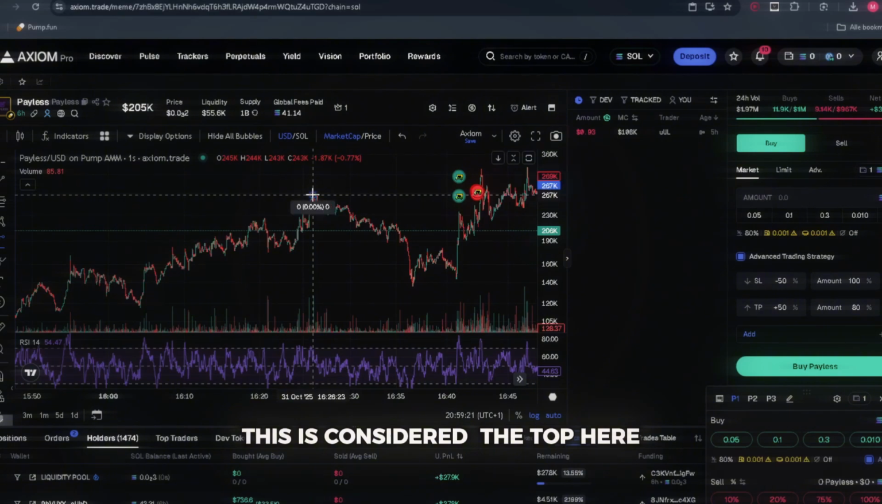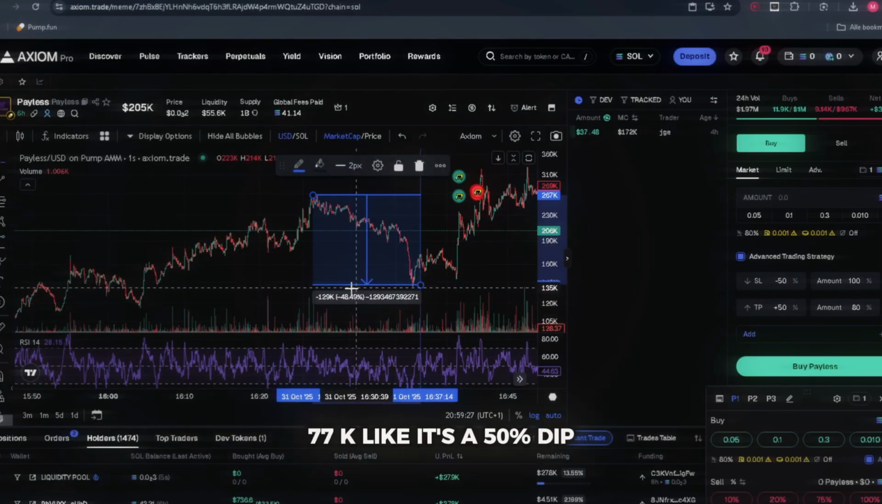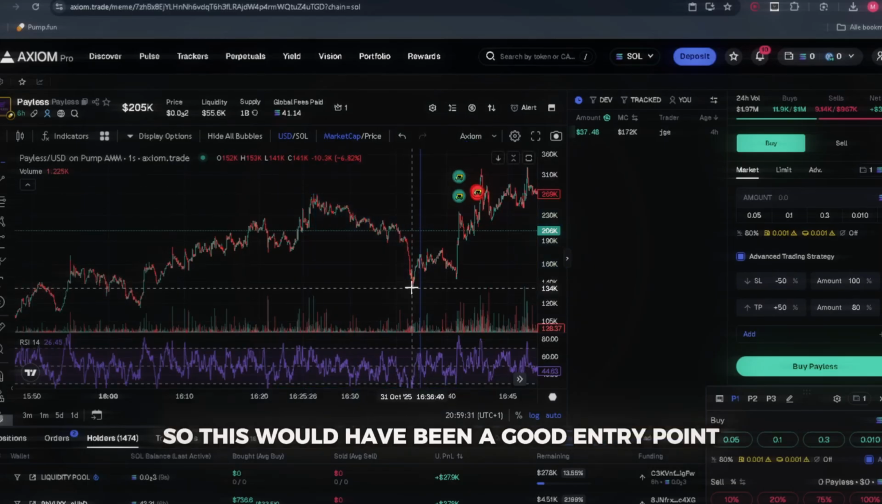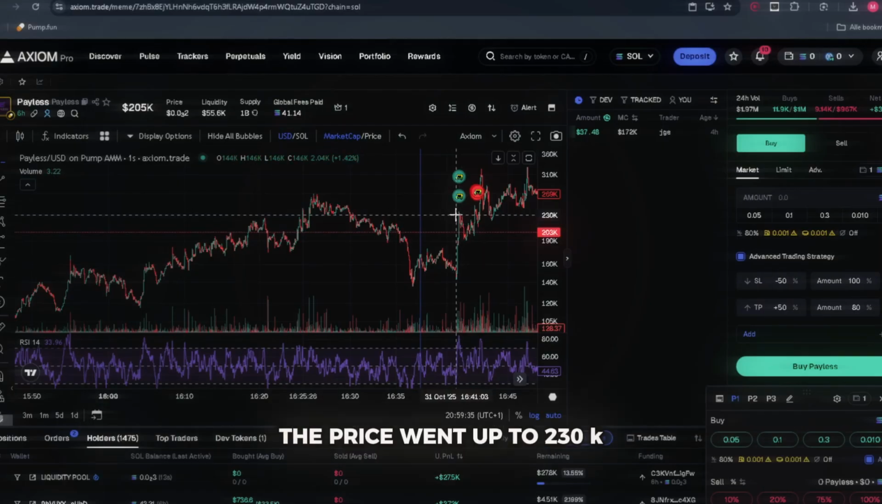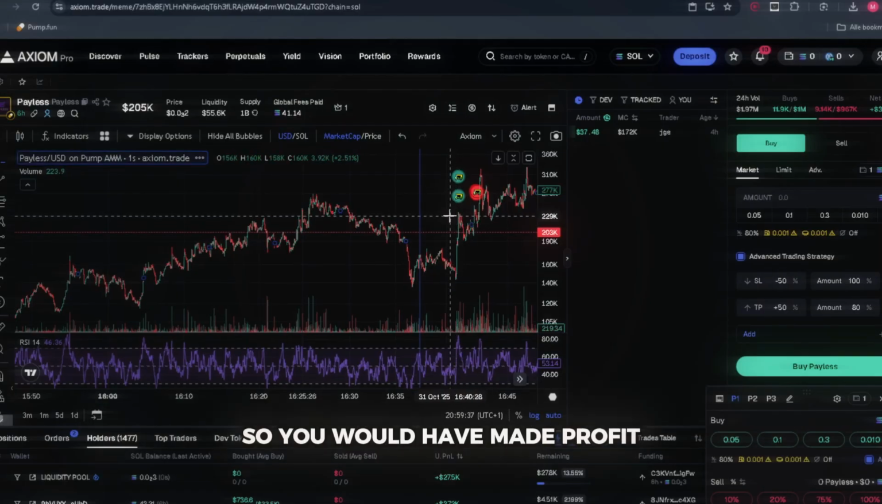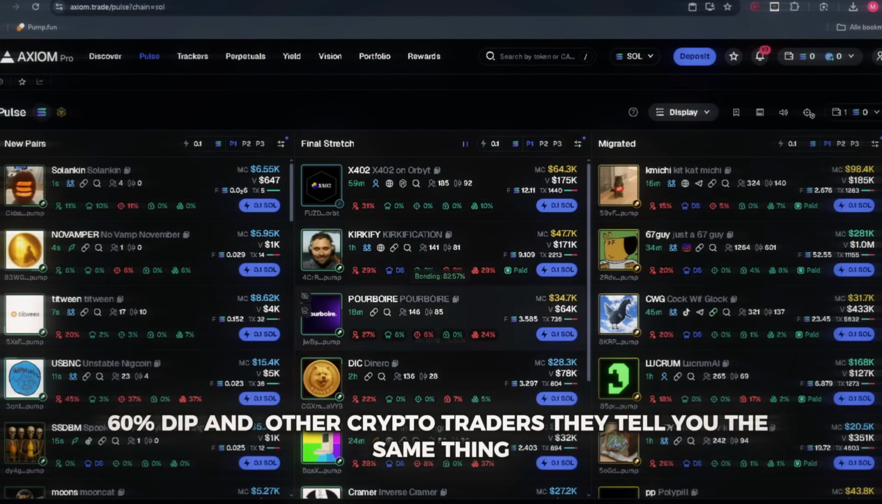the top here, and so when we connect it to this price point of around 137k, it's a 50% dip. So this would have been a good entry point. So if you ape the coin here and you held it for some amount of time, the price went up to 230k, so you would have made profit. So this is also important when it comes to trading. Look at 50-60% dip.